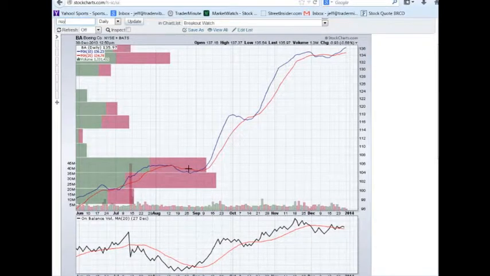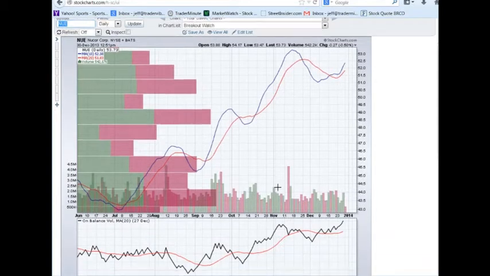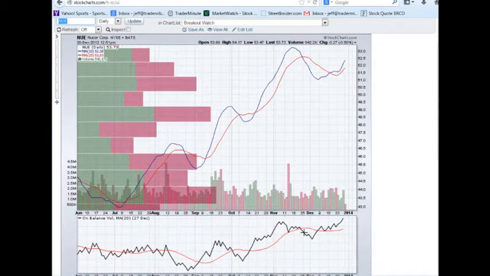Take a look at Nucor in regards to the on-balance volume. You see what Nucor's been doing. Its on-balance volume is hitting a new high relative to the last 6 months. That's very, very bullish for Nucor overall. So on-balance volume is nice from a daily standpoint.